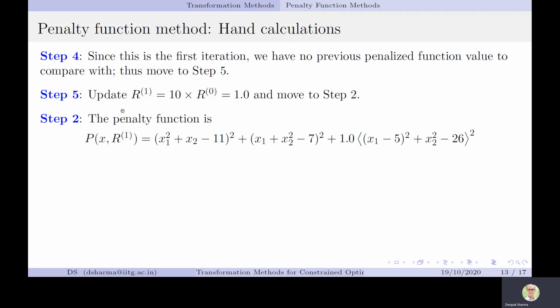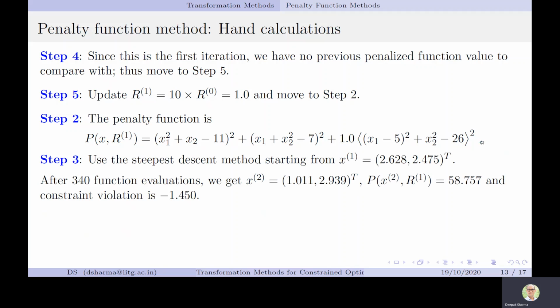Now when we move to step number 2, what is the difference between this particular penalty function and the previous penalty function? You can see the objective function is written plus the value of R is changed. Earlier it was 0.1, now it is 1.0, and that is multiplied by the constraint in the bracket, and then there is a square of it.